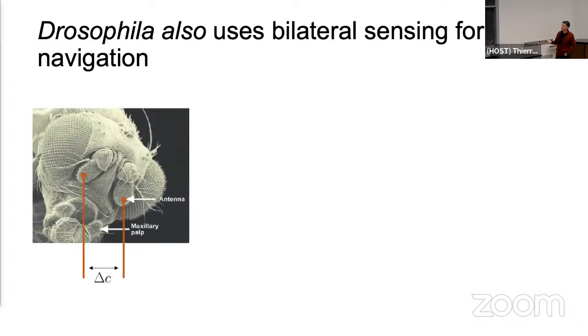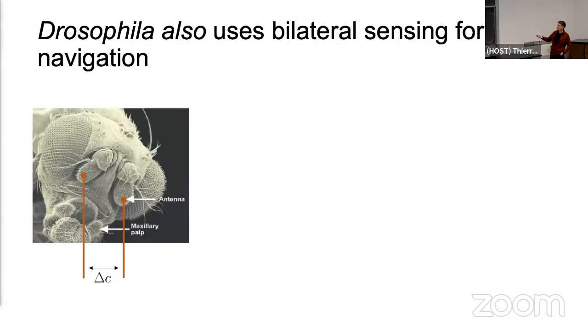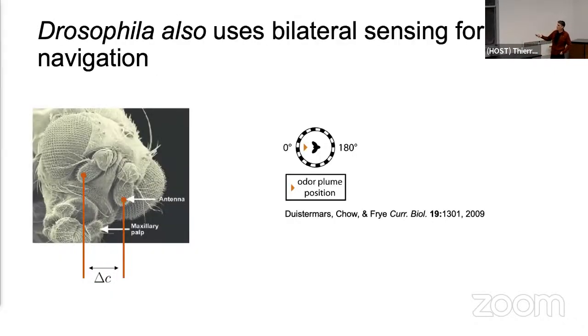And there's a distance between those two. So, of course, people have looked at whether the fly can measure a gradient with those two antennae. And they can. They actually respond to the difference between the two and turn, in some experiments, more to the left or to the right, depending on whether there's more odor on one side or the other. This was shown by several groups, but in particular, this one is for a case where the flies are flying.